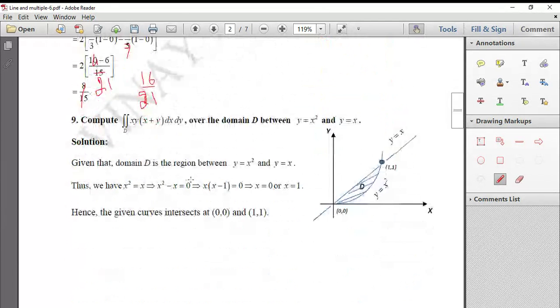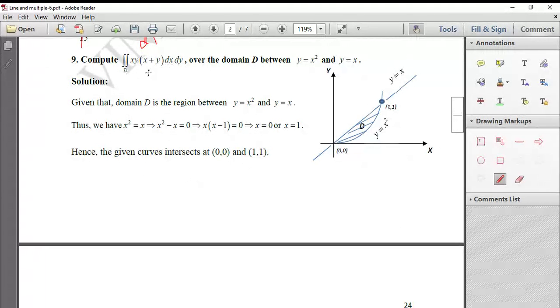Next, let us see one more problem. Compute the double integral of xy of x plus y over the region D, where the region D is the domain between the curves y is equal to x square and the line y is equal to x.